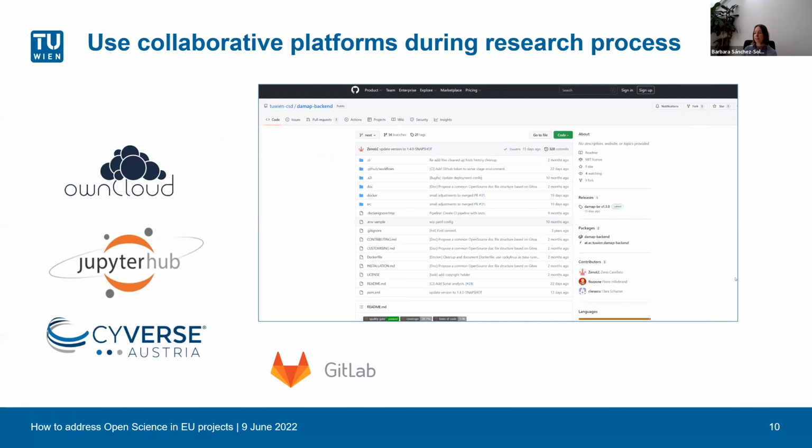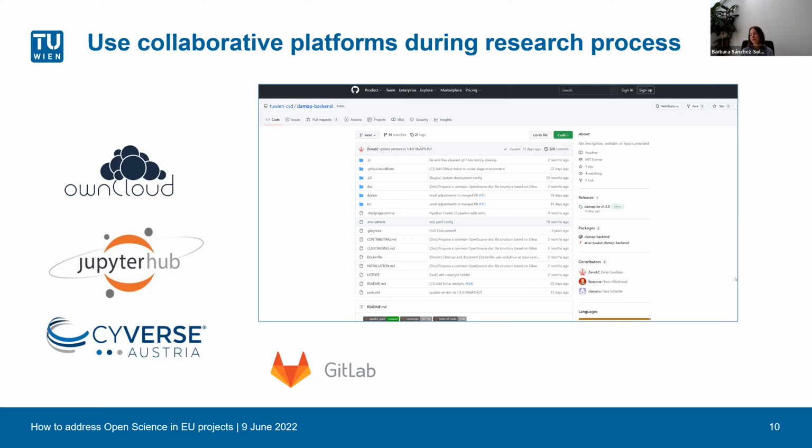So in fact, open science does not apply at the end of the project or when it comes to publishing your results, but in fact, you should use collaborative platforms, automated services early on, already during the research process. So a very simple example for a collaborative platform is OwnCloud. This is a service most universities in Austria have provided in the last year. And there are some extensions to this service that allow you to also invite partners from external institutions.